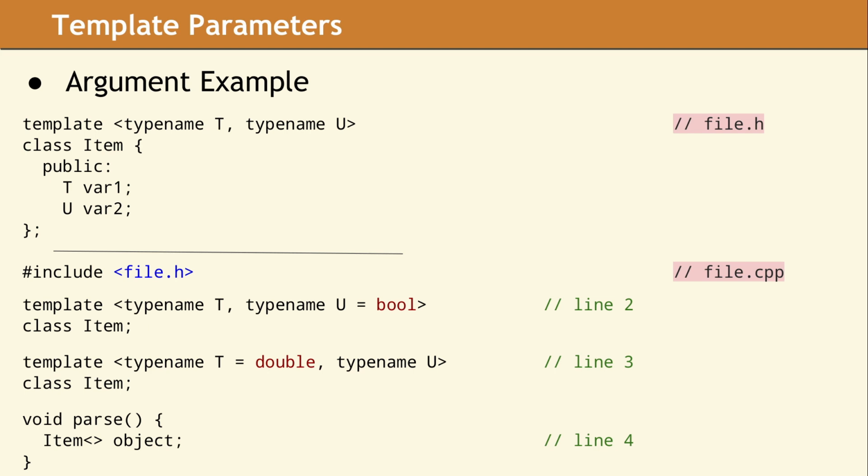It turns out the forward declaration can be used to add default template arguments. On line 2, the template parameter u is defaulted to bool, and on line 3, the template parameter t is defaulted to double. Since we are not passing any template arguments on line 4, the defaults from our 2 forward declarations will be used. Taking this a bit further, the approach we are showing could be used to specify a different set of default arguments in any source file.